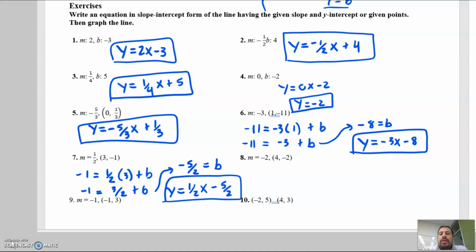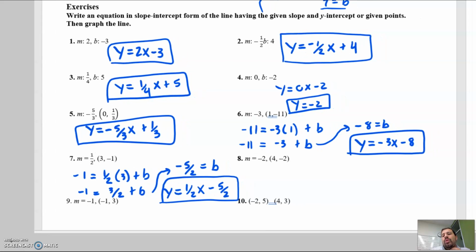Number 7, I actually noticed that if the x is 0, then this is the y-intercept right here. So 1/3 has to be the y-intercept. So even though it doesn't look like it's giving you the y-intercept, technically it is. The y-intercept is 1/3. So I have y equals the slope, negative 5/3 x, plus the y-intercept of 1/3.